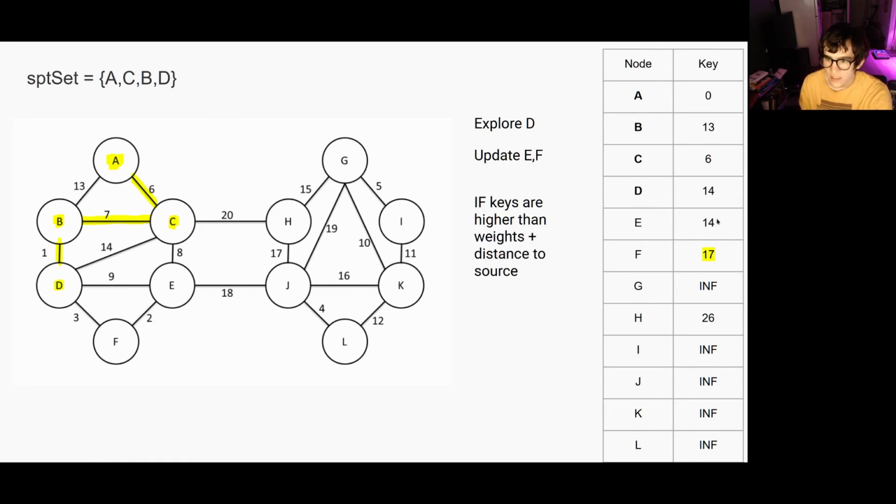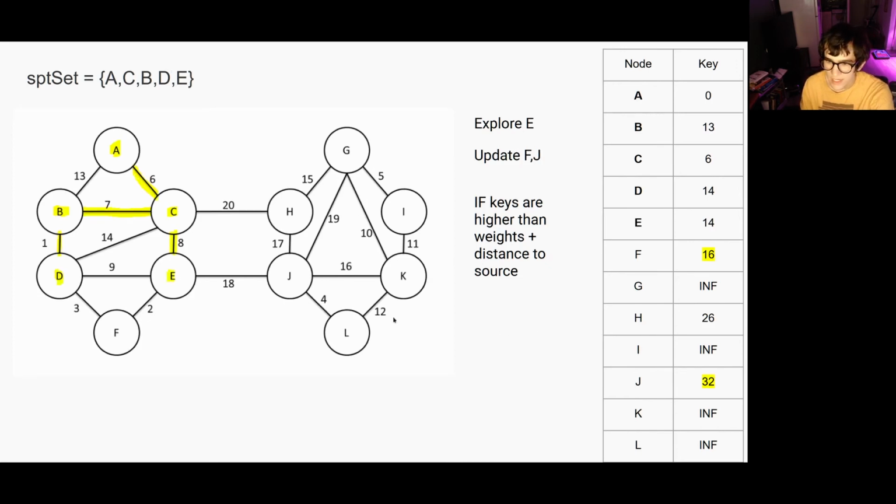So the next lowest distance will now be E, which is 14. So we're going to explore that next. If we consider the neighbors, we have F, which will be 14 plus 2, which will be 16. So 16 is lower than 17, so we're going to update F to 16. And then it looks like we can update J as well. So 18 plus 14 is 32, so we're going to update J to 32. Let's do that now. Alright, looks like F is now 16, J is now 32.